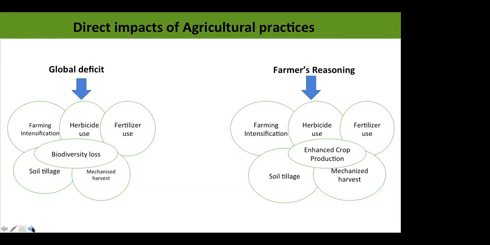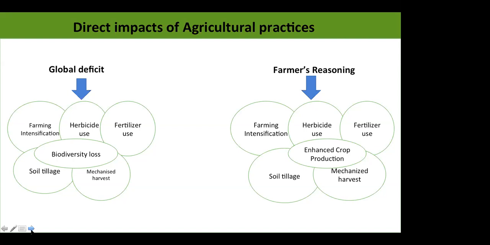Now look at the other side, your right-hand side of the screen. You will look at the farmer's reasoning. What is the farmer considering when he or she is using all of these things, engaging in all of these practices we have just spoken about? What he is considering is enhanced crop production, which is what we suppose we have. When the farmer engages in all of these farming practices, what is at the back of his mind is enhanced crop production. So to the next slide.